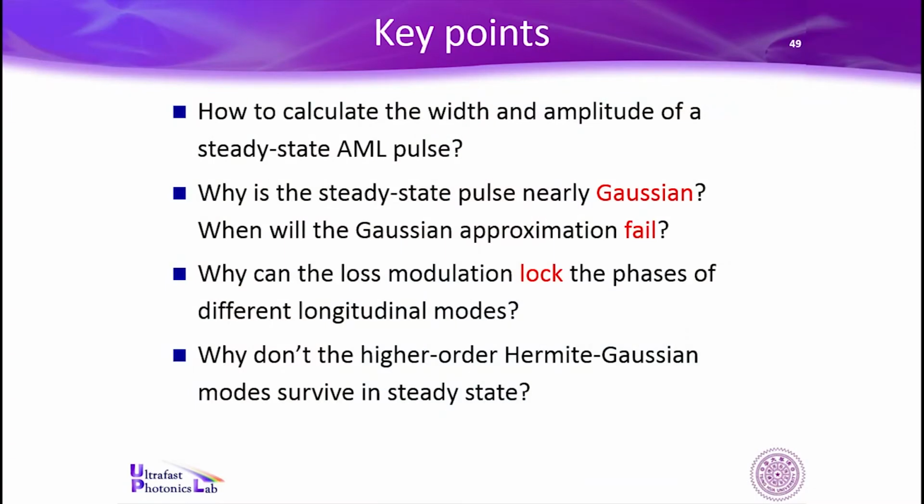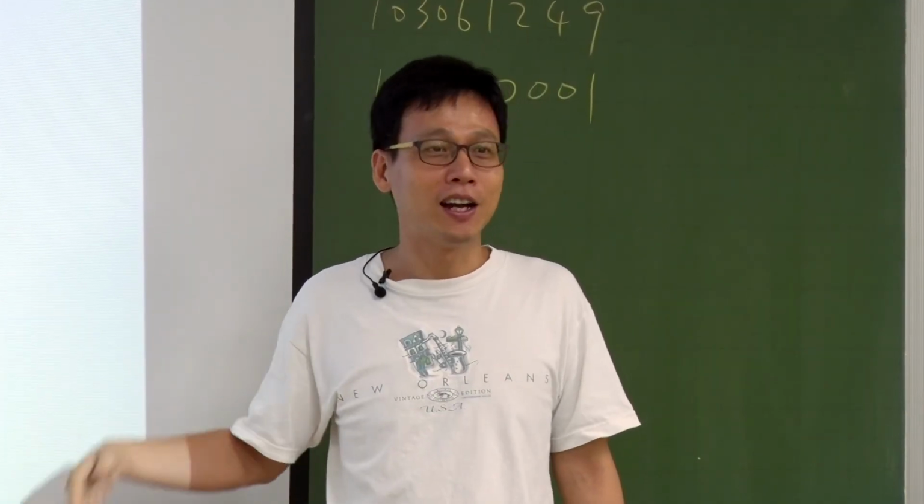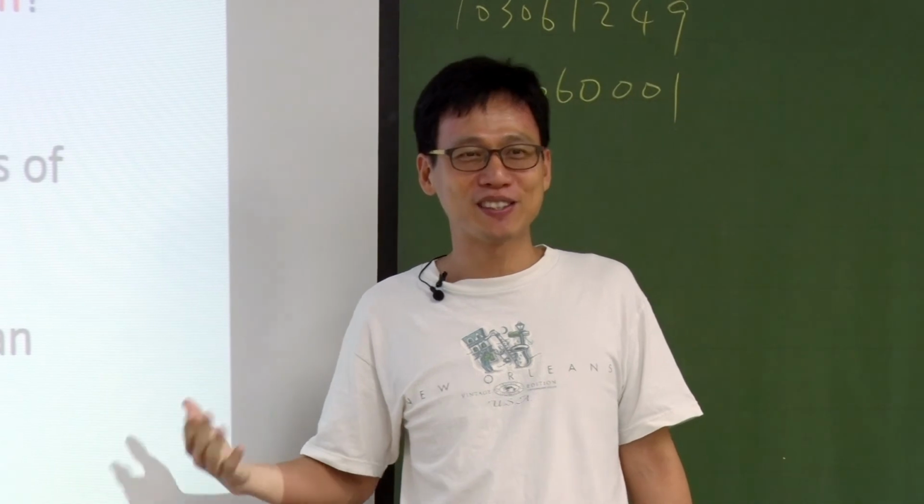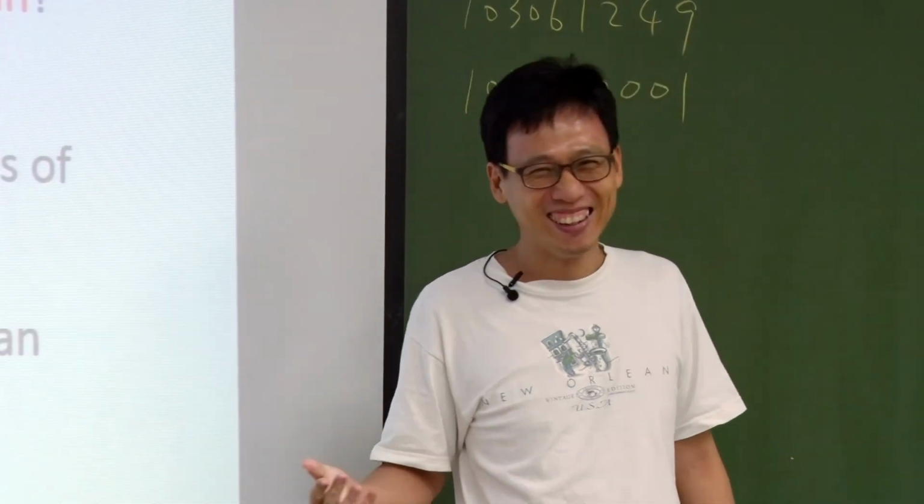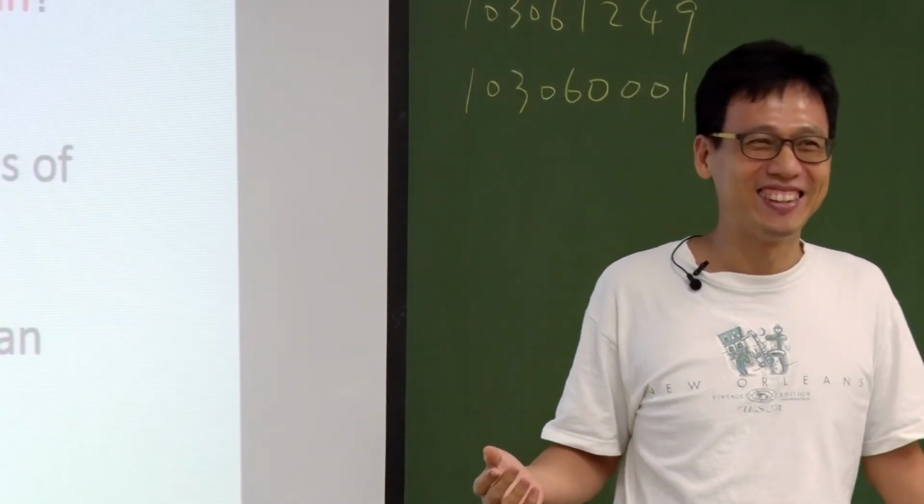Why don't the higher order Hermite-Gaussian modes survive in steady state? Mathematically, they are there, but why can't we observe them in steady state? They are unstable. They are unstable, but what's the meaning of unstable? Noise can make them change into the basic mode.